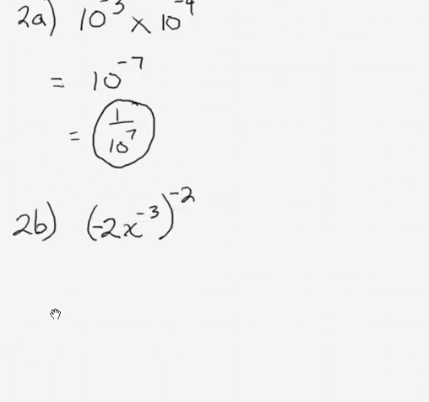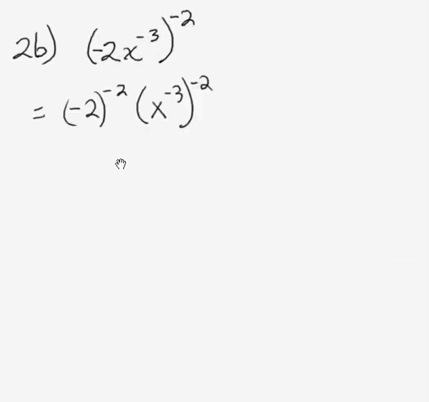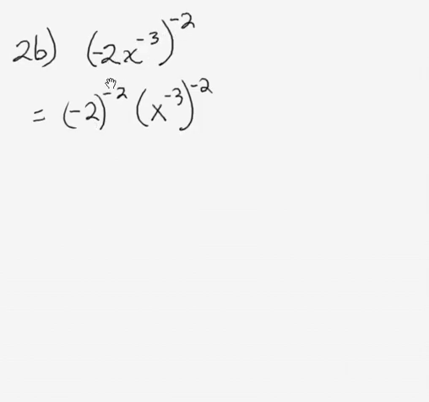Next example, to rewrite it without negative or zero exponents, which is what we would call simplified form. I've got the quantity negative 2, x to the negative third, all of that raised to the negative 2 power. We might want to break this down and say, well, that's negative 2 to the negative 2 power. And that's x to the negative third to the negative 2 power.